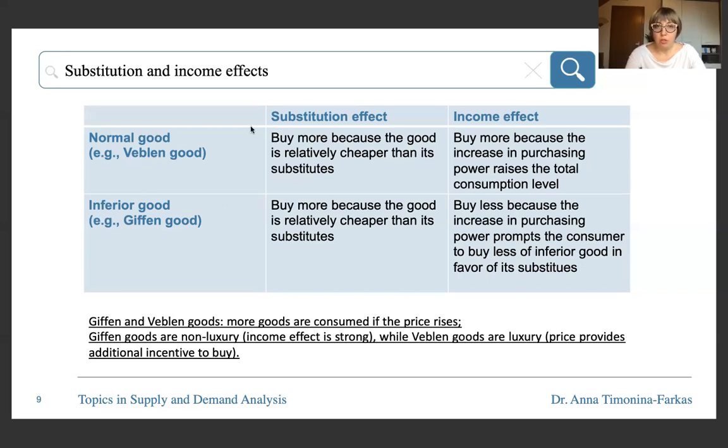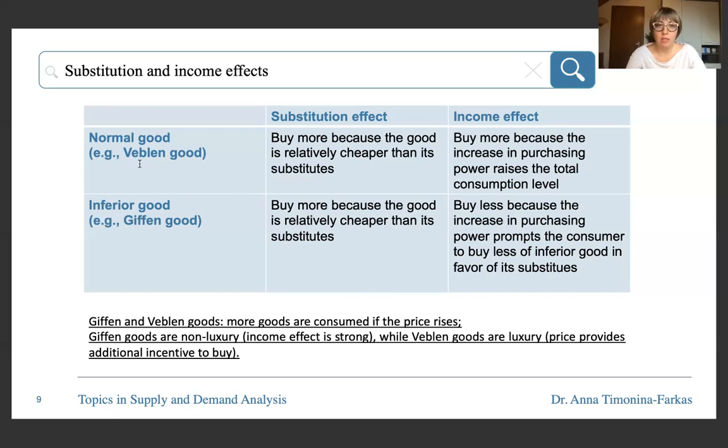So for normal goods, the substitution effect tells us that the purchasing will be more if the good is cheaper with respect to its substitutes. And the same is true for inferior goods because of the example from the previous slide. However, in the income effect, for the normal goods, if the income rises, you buy more of this good. For the inferior goods, if the income rises, you buy less of these goods.